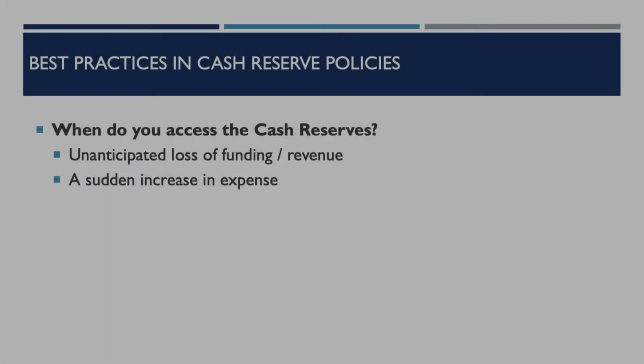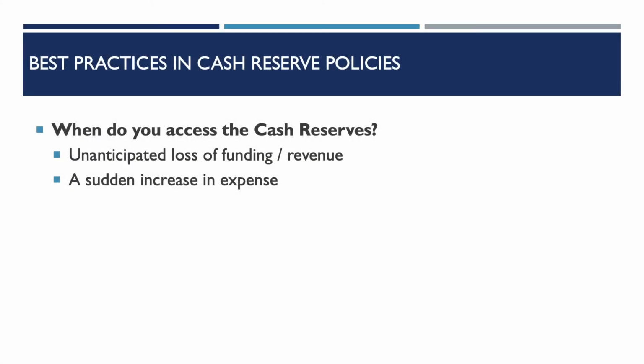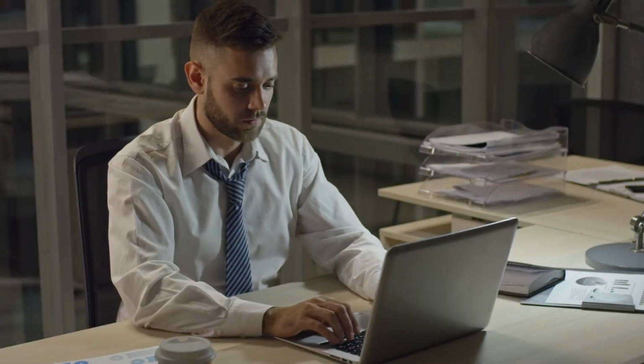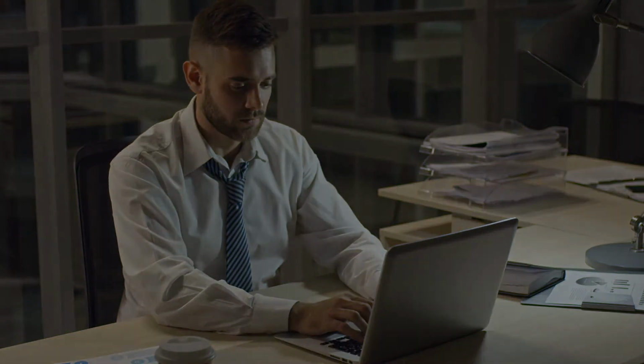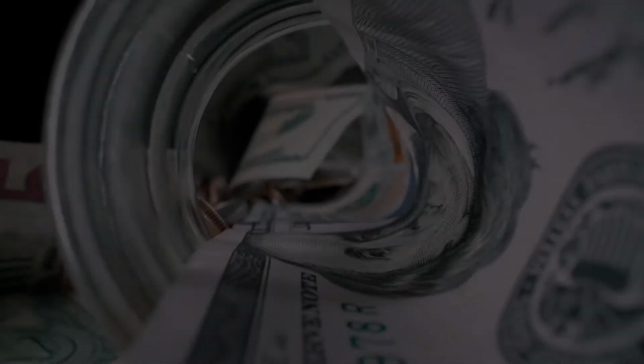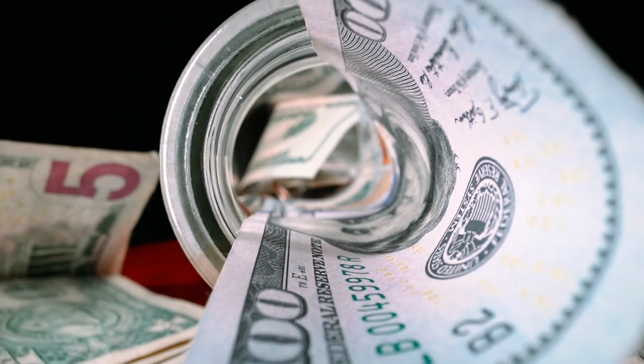The other thing that may occur is a sudden increase in expenses, especially an unanticipated expense. You might have thought you needed only 10 people for a particular project, but it turns out you need 15 or 17 or 20 people. And of course, there are times when we suffer unbudgeted expenses. Perhaps you lose a lawsuit or some other extraordinary event in the business which was not foreseen might tap into the cash reserves at this point.